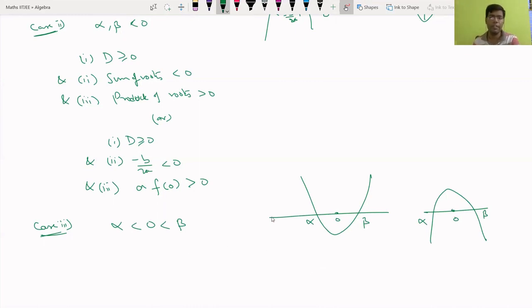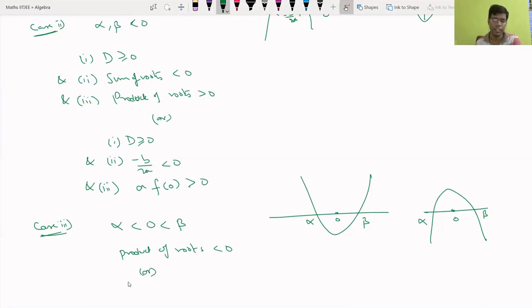So in this case, the very fact that we have 0 lying in between two roots, that itself says that my discriminant will be greater than or equal to 0, because I'm having two distinct roots. So this condition is already satisfied. I need not check that. And the sum of the roots, I can't say anything. But the only thing I can say something about is the product of the roots. That is, the product of the roots has to be negative. So that is one condition I can use. That is, product of roots has to be less than 0.